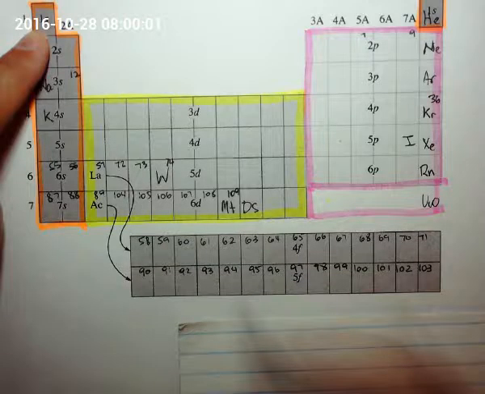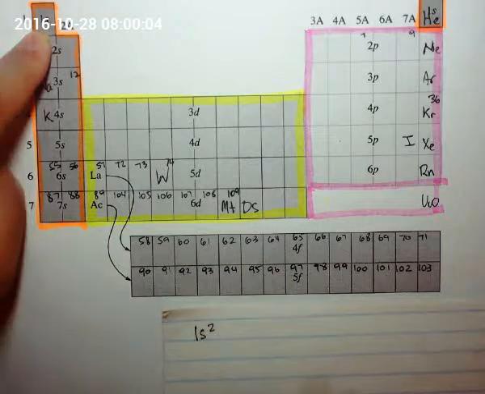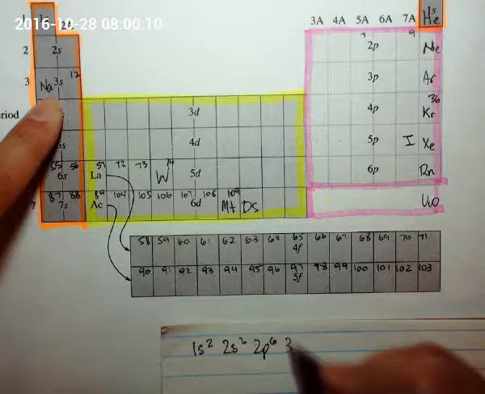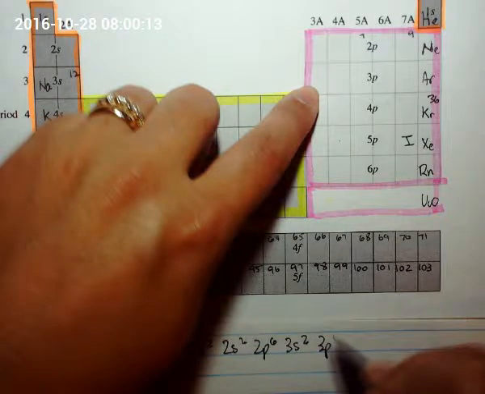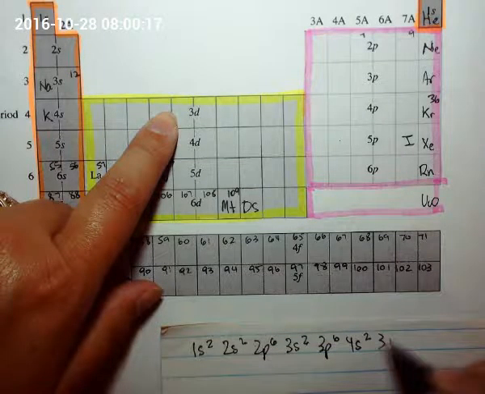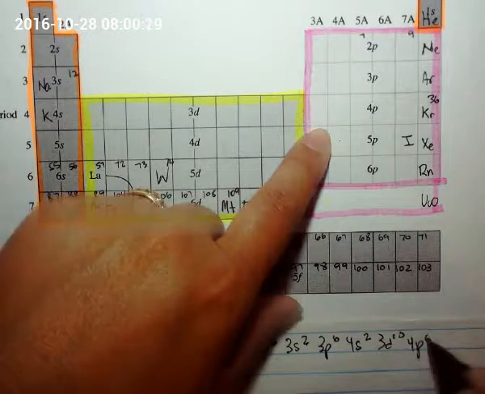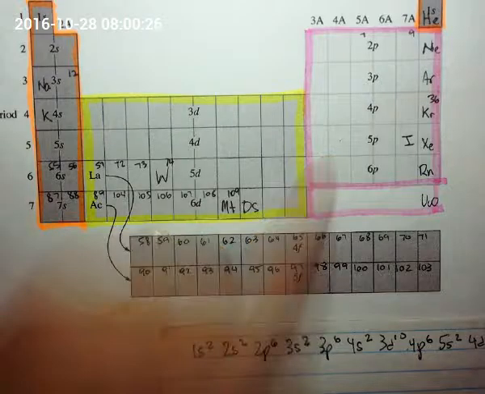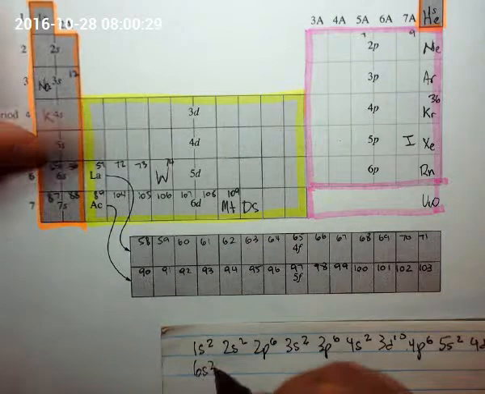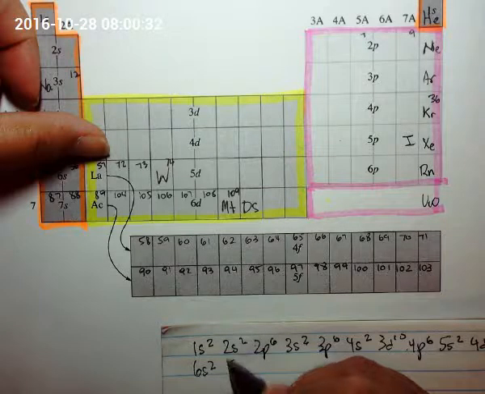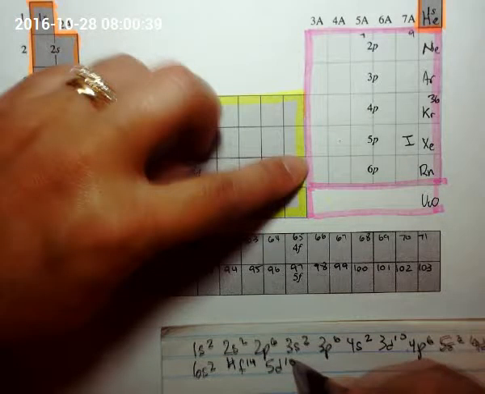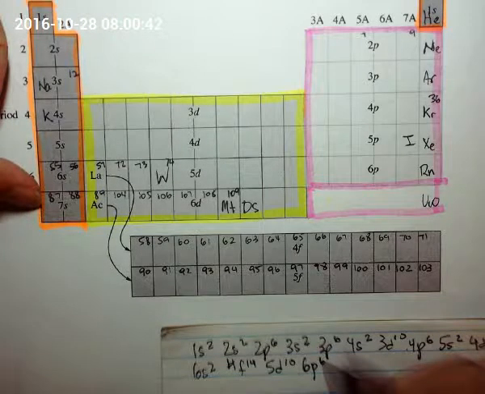1s2. All right, and then where do we go? 2s2, and then 2p6, and then 3s2, and then 3p6, and then 4s2, and then 3d10, and then 4p6, and then 5s2, and then 4d10, and then 5p6, and after that 6s2, after that 4f14, and then 5d10, and then 6p6, and then 7s2. All right, now that's where things get funky, right?